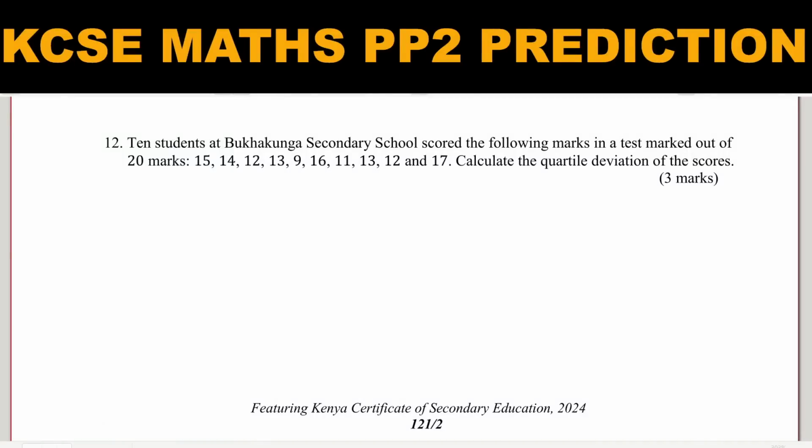Ten students of Bukakunga Secondary School scored the following marks in a test marked out of 20: 15, 14, 12, 13, 9, 16, 11, 13, 12, and 17. Calculate the quartile deviation of the scores. So we're supposed to calculate the quartile deviation. This one is ungrouped data.